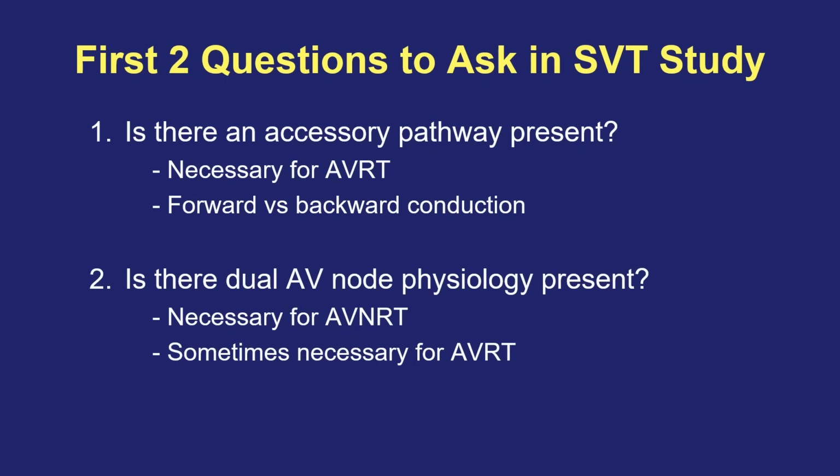The second question that we ask is whether there is evidence of dual AV node physiology, which of course is absolutely necessary for AV node reentry to occur. And sometimes you have a patient who has both an accessory pathway present and dual AV node physiology. This type of patient could actually have two different mechanisms of SVT, or they may have one mechanism of AVRT that requires the presence of a slow part of the AV node in order for that short circuit to continue and perpetuate to the point of causing SVT.